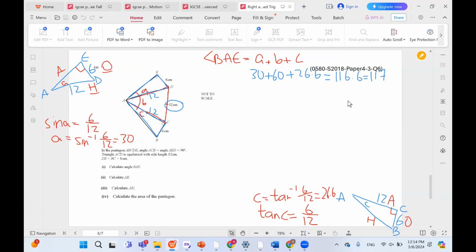Next, they want to calculate AB. So in order to calculate AB, we simply go back to the triangle that has AB. We are looking to find the hypotenuse. So we can use the Pythagorean theorem as we said before. So AB is equal to root of 12 squared plus 6 squared. And we can use the calculator to figure this out. So root of 12 squared plus 6 squared gives us 13.4.